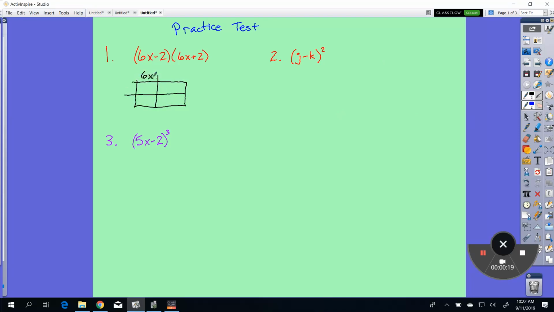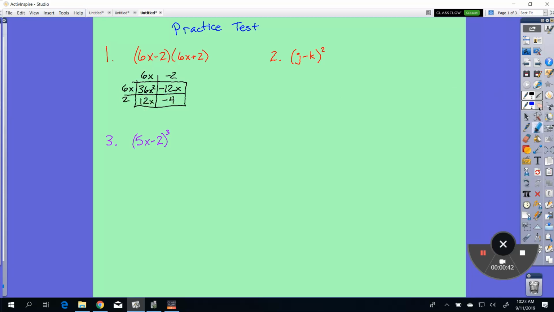You put the 6x here, negative 2 here, 6x here, and positive 2 here. So 6x times 6x is 36x squared. 6 times negative 2 is negative 12. And 6 times 2 is 12x. And 2 times negative 2 is negative 4.